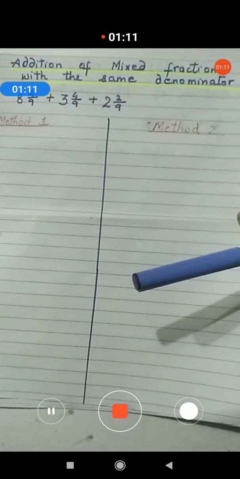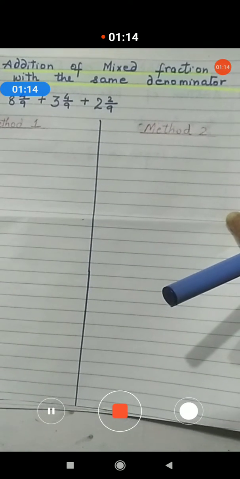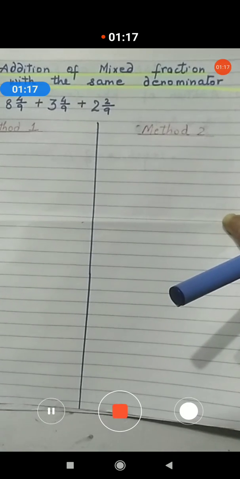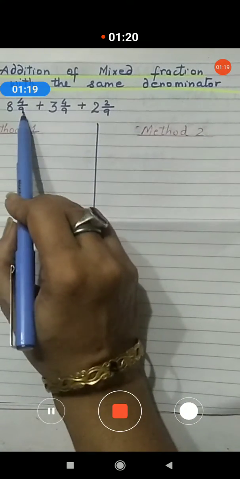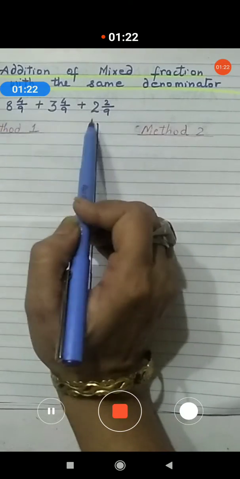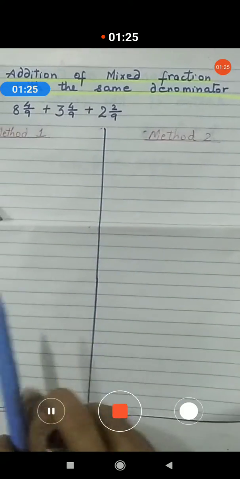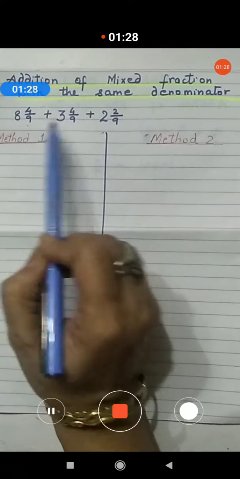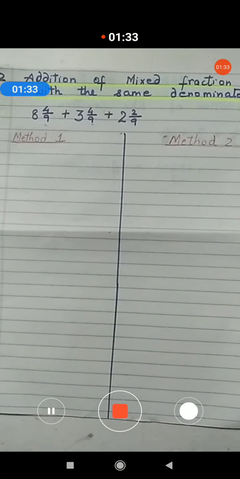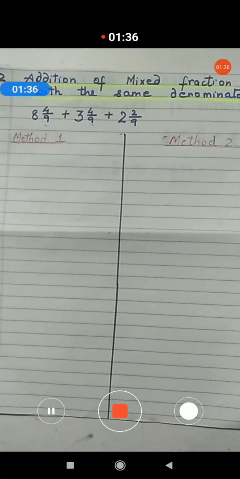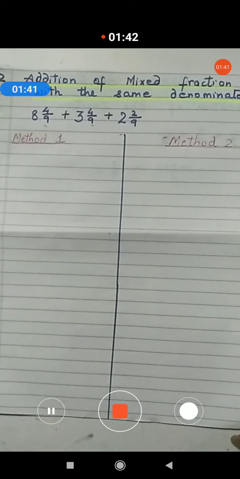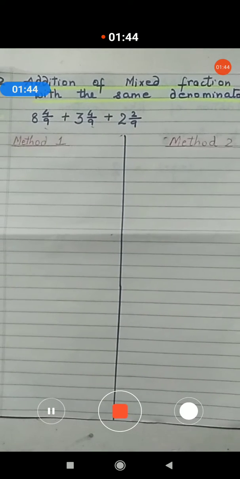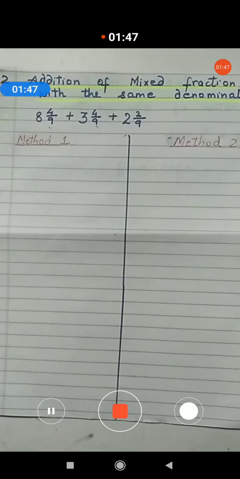Now let's come to addition of mixed fractions with the same denominator. This is a sum of mixed fractions where, if you observe, the denominators are the same. In this case we have two methods, and I'll be explaining both methods. You can do it with either method. So let's move with the first method.